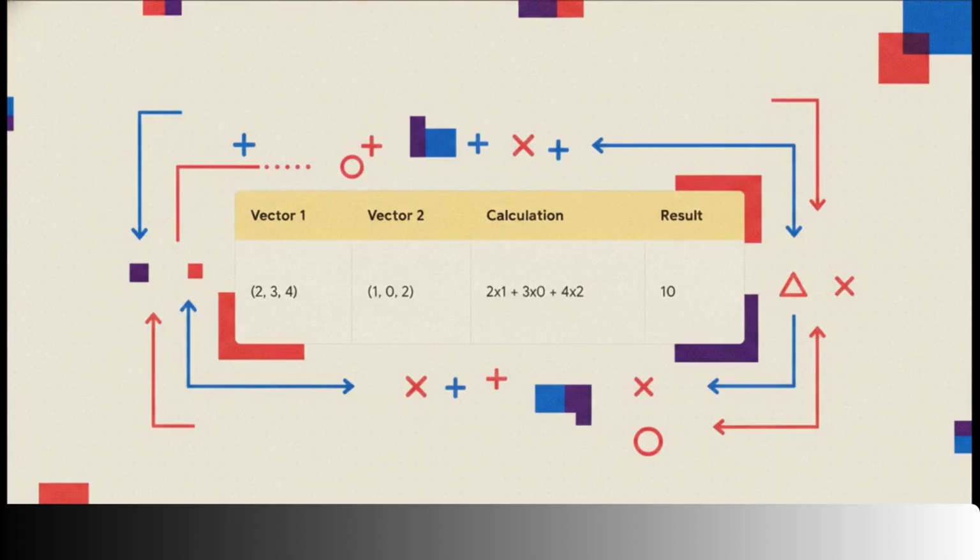Let's look at a dead simple numerical example from Giles' machine learning blog to really anchor this. Imagine we have vector 1, which is 2, 3, 4, and vector 2, which is 1, 0, 2. To get the dot product, we just multiply the corresponding pairs and add them up. 2 times 1 is 2. 3 times 0 is 0. 4 times 2 is 8. Add those together. 2 plus 0 plus 8 equals 10. That's literally it. That simple multiply and add operation is the heartbeat of deep learning.